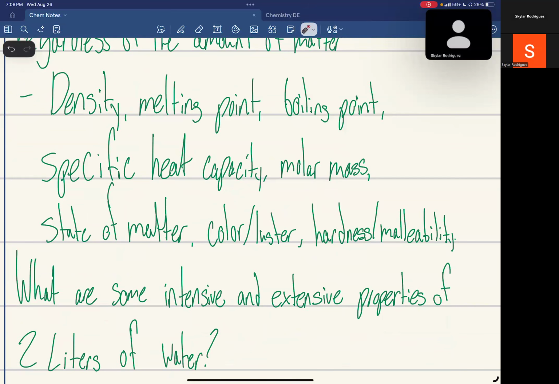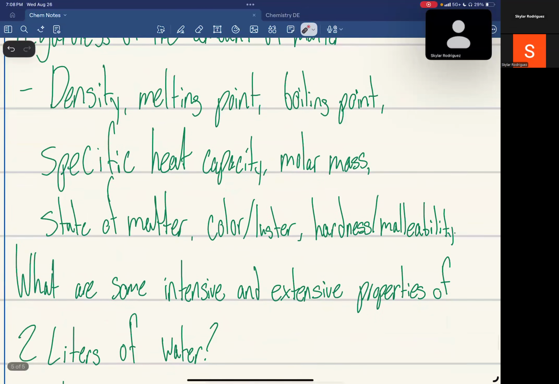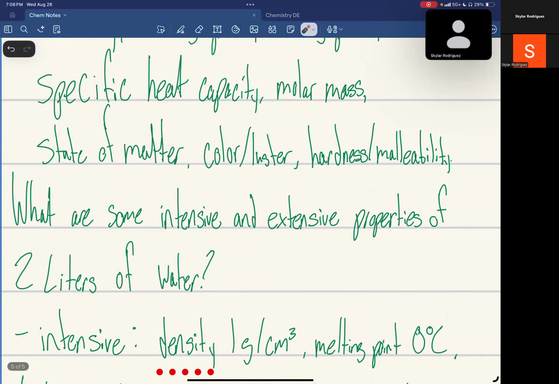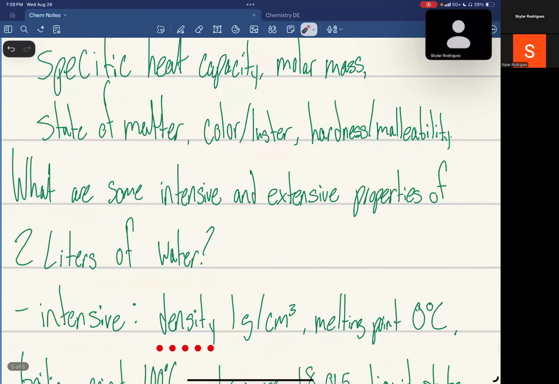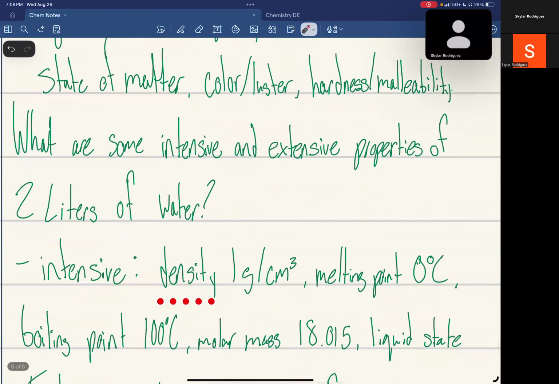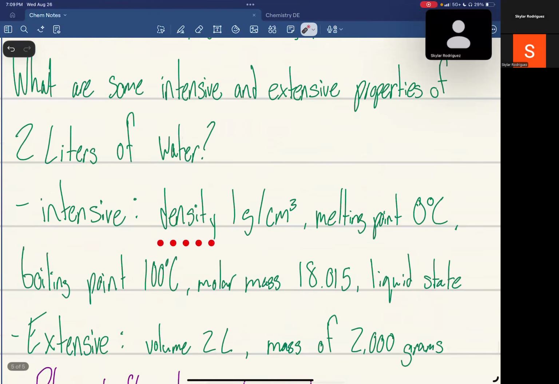Okay, some answers you could have written for intensive properties could have been that the density is 1 gram per centimeter cubed. It has a melting point of 0 degrees Celsius, a boiling point of 100 degrees Celsius, a molar mass of 18.015 grams per mole, or that it's in a liquid state. For extensive properties, you could have said that it has a volume of 2 liters and a mass of 2,000 grams.